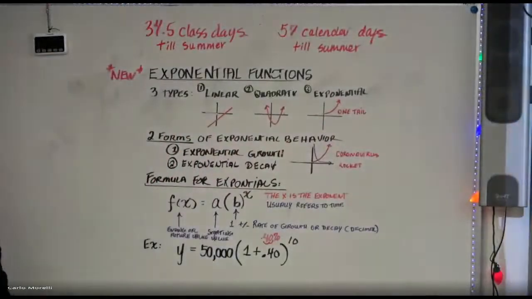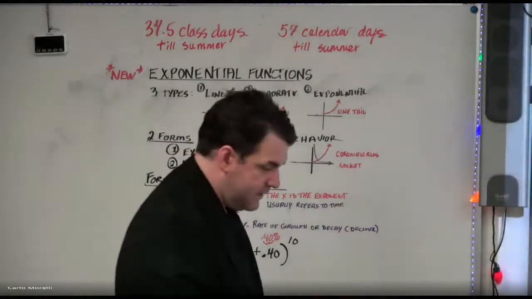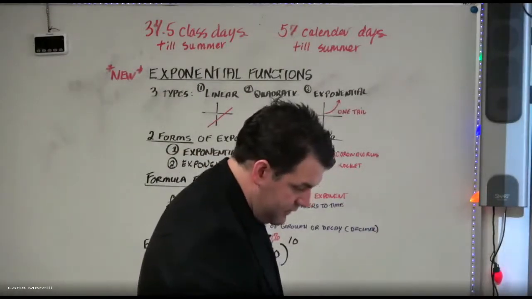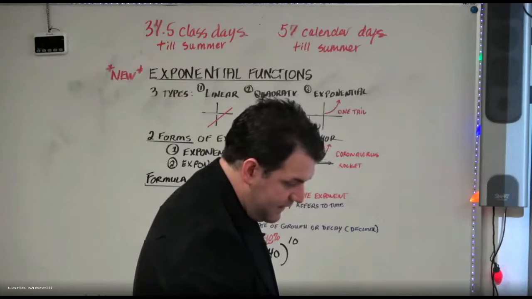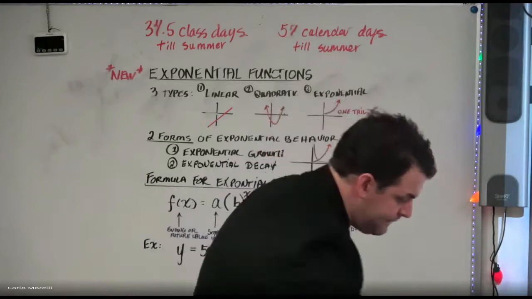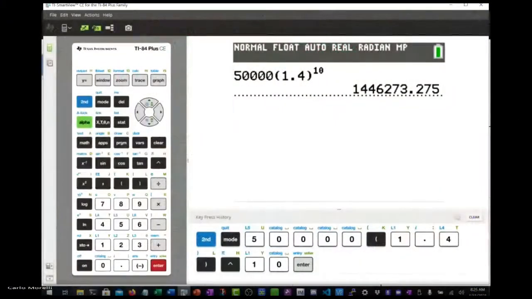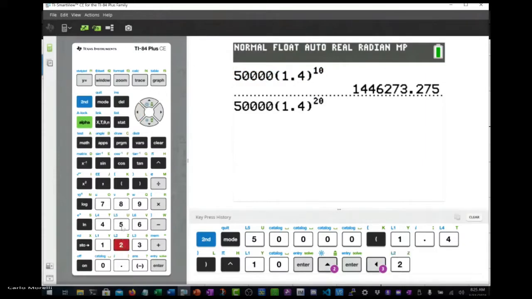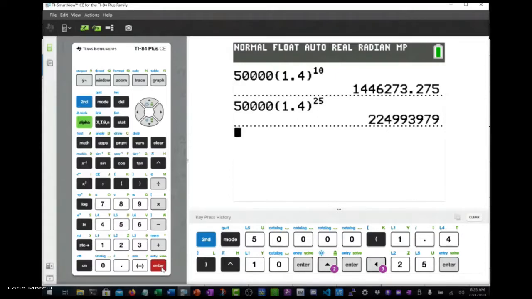If you wouldn't mind just doing the 25 real quick, just so you can see what the number is. Oh yeah, if I put in 25, you see if we go to 25, look how this graph looks. It starts to go straight vertical. It's really easy to change this number. You just go up, up, and then enter, and then you can just hit the left arrow and change this to 25. So that is $224 million.